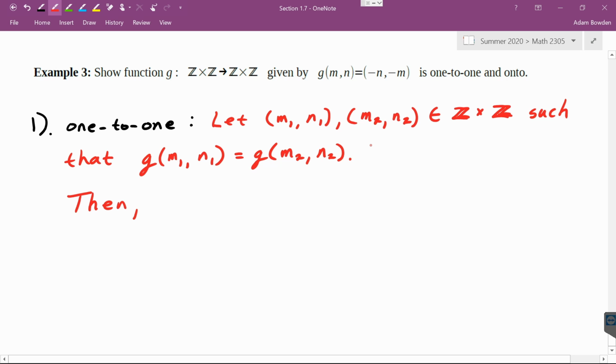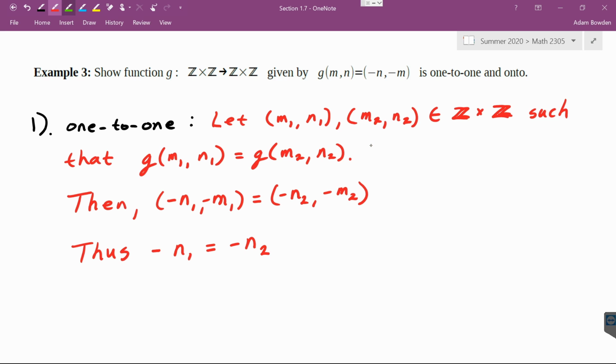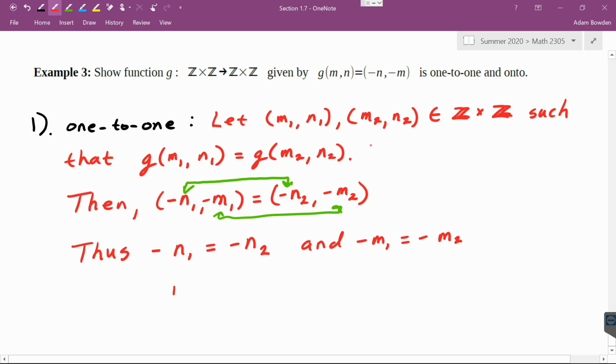Then, as a result of this, we should have negative n1 comma negative m1 is equal to negative n2 comma negative m2. And by the nature of ordered pairs, we should be able to say that negative n1 is equal to negative n2. That is, the first parts of the ordered pairs are equal to each other, and we should be able to say the same thing about the second parts of the ordered pairs. That is, negative m1 is equal to negative m2, and thus n1 is equal to n2, and m1 is equal to m2. And so since we can show this is the case, it tells us that it is 1-to-1.